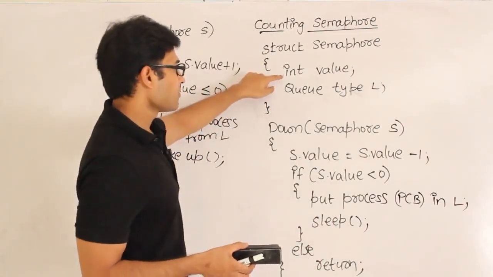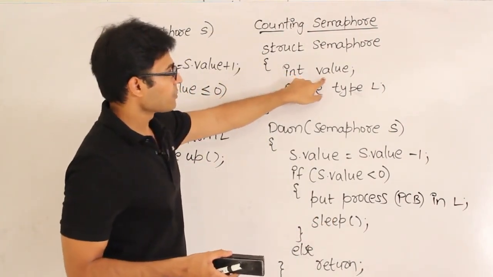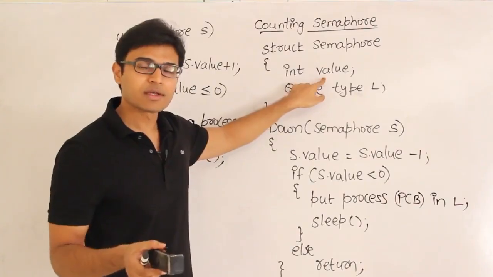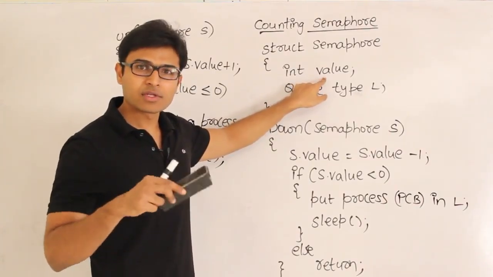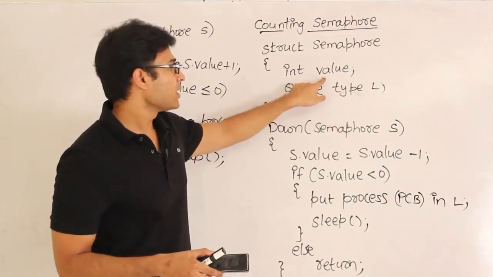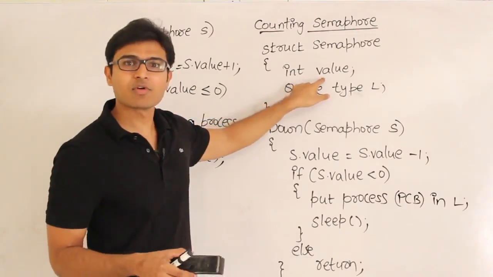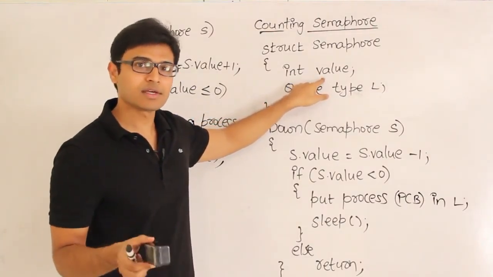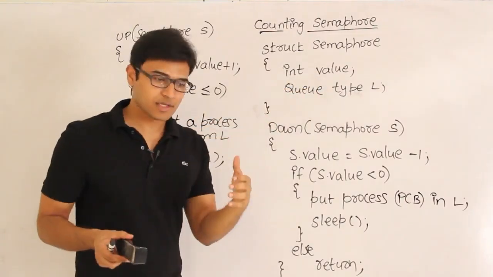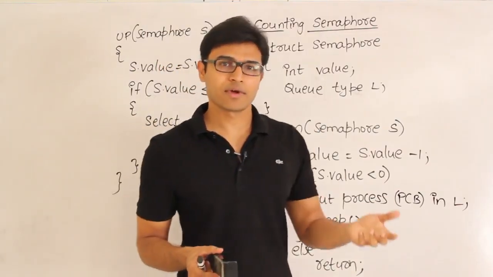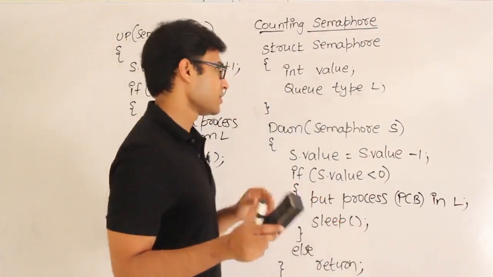At any time, if the value of the semaphore is positive, it means that these many processes can enter into the critical section. And in case the value of the semaphore is negative, then it means that you cannot enter, and already some processes are blocked based on that value. Okay, I'll just tell you what that means. Don't worry.